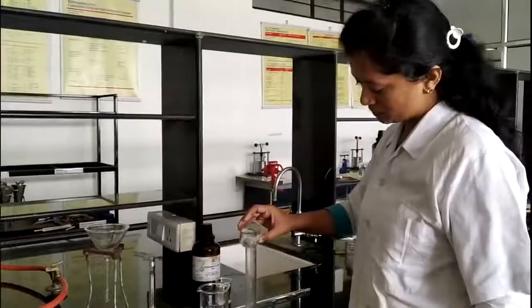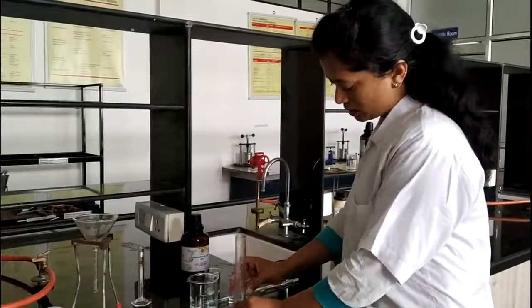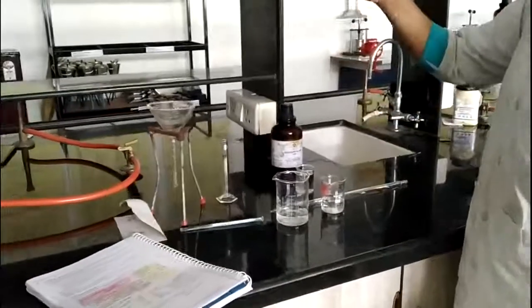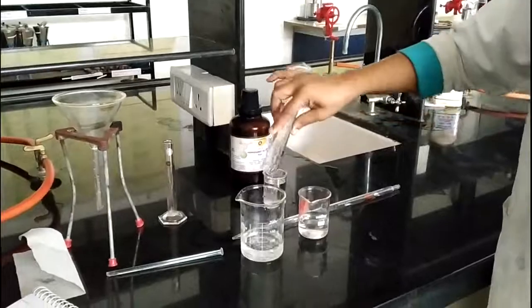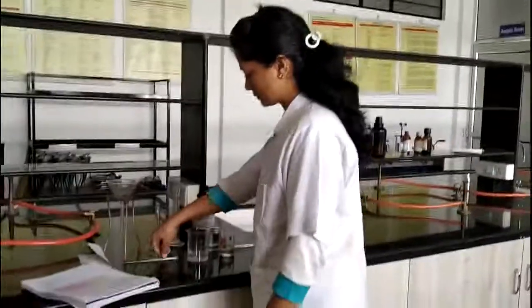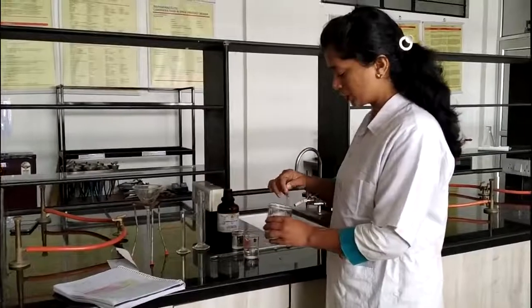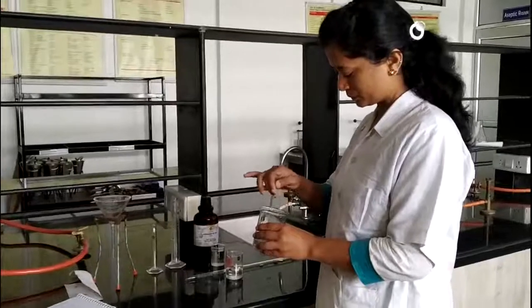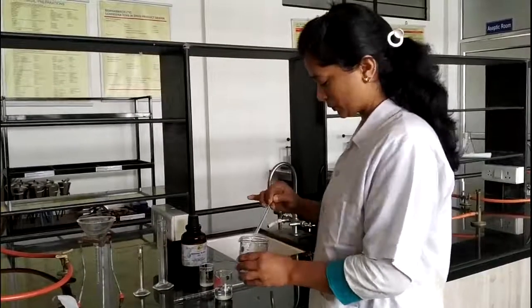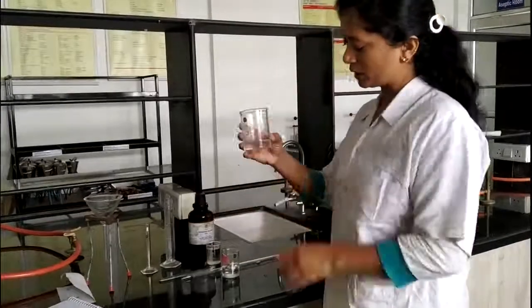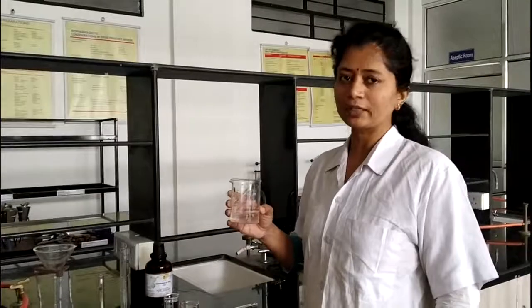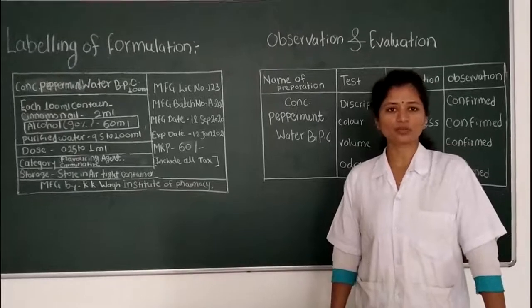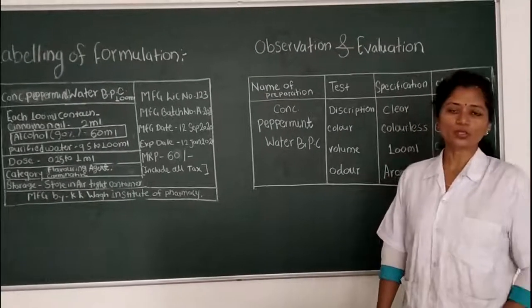This is the 50 ml measuring cylinder. Then we take the extra 10 ml of alcohol. Then mix it thoroughly to get proper mixing. In this way we get the clear solution of our peppermint oil, and finally we fill it into the container. This is the stepwise procedure of preparation of our concentrated peppermint oil.